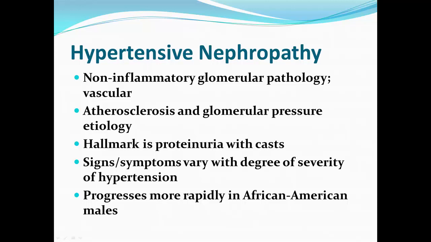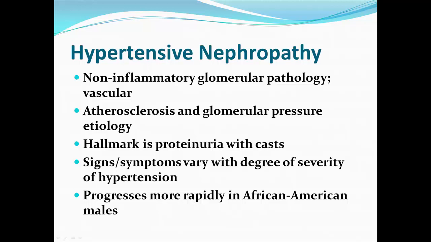Now, the protein in hypertensive nephropathy is not as high as you will see in most nephrotic syndromes. So you won't usually see 5 or 6 grams, but you may see 2.5 to 3 grams of protein in the urine. But we look very closely for that renal sediment. What are those cast-off cells that show up in the urine telling us? The signs and the symptoms are going to vary with the degree of severity of their hypertension.